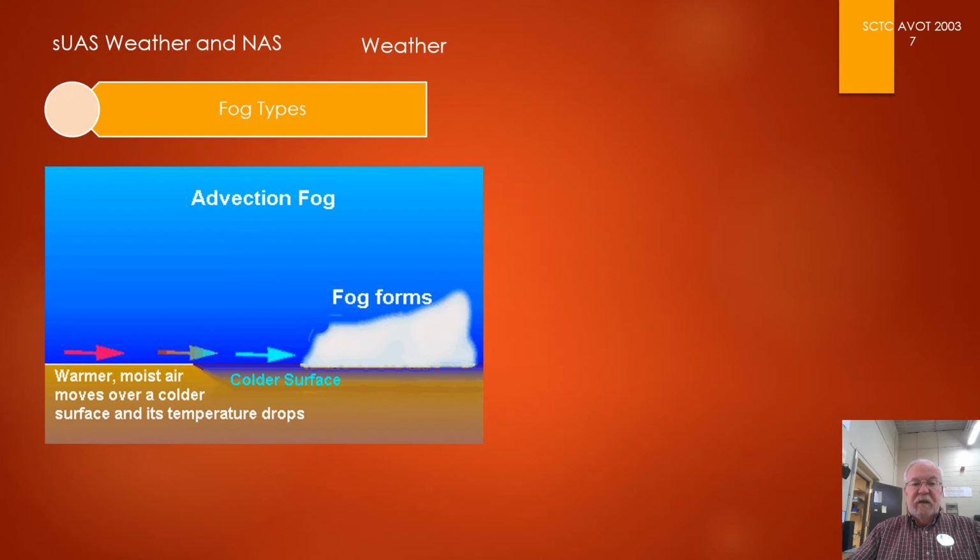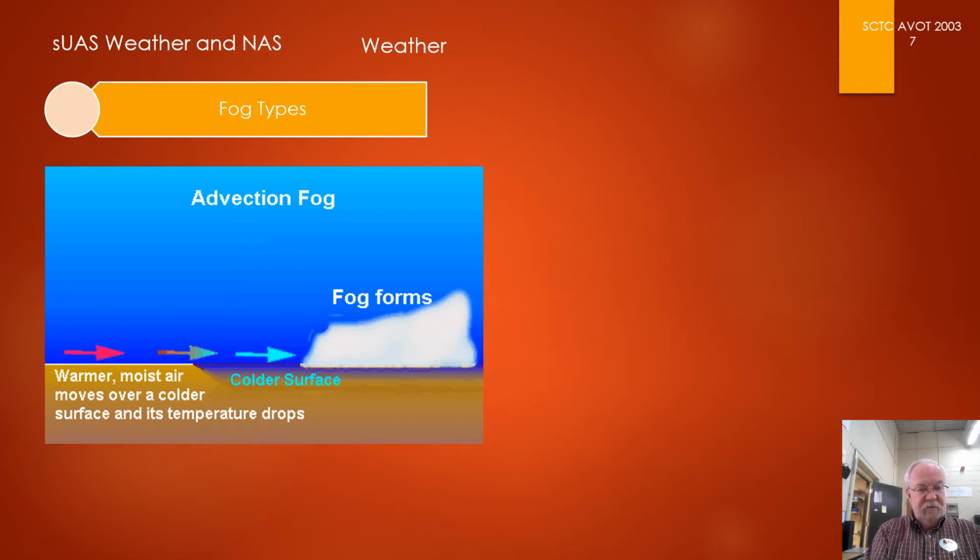Advection fog, on the other hand, does require some air movement, just some wind. In fact, it can have up to 15 knots of wind. And basically, as you can read in the diagram, warm moisture moves over a colder surface, and as that temperature drops, it turns into fog. So it could be very cold water, or it could be air over the water moving over a colder land mass to form this kind of fog. Advection requires some wind. Moist air moving over a colder surface.